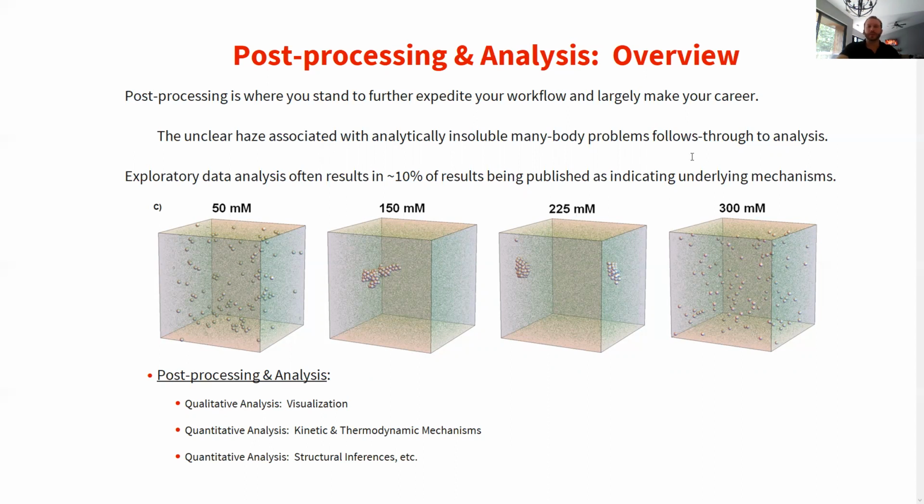So the different types of post-processing you'll do are visualization, simple snapshots as you see here; quantitative analysis to get at the kinetic and thermodynamic mechanisms quantitatively, like you would do in a traditional physics problem; and quantitative analysis such that you understand exactly what is going on physically in the simulation, for example, structural inferences, spatial statistics, for example.